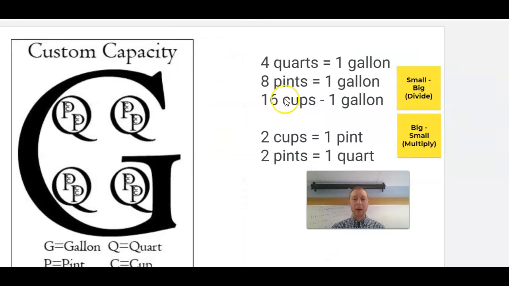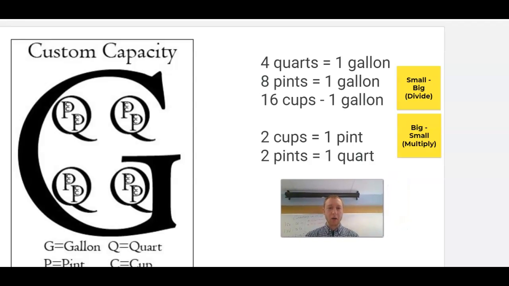All right. Now, how are these conversions done? Well, we can look here and we can see that 4 quarts equals a gallon, 8 pints equals a gallon, 16 cups are in a gallon, 2 cups equal a pint, 2 cups equal a quart. But this is a good way to look at it.